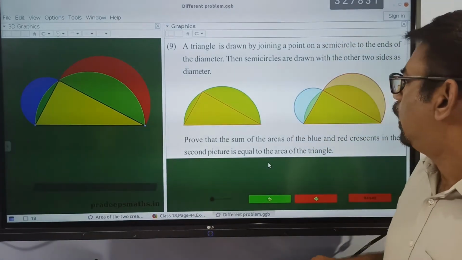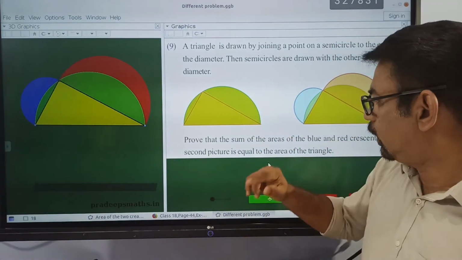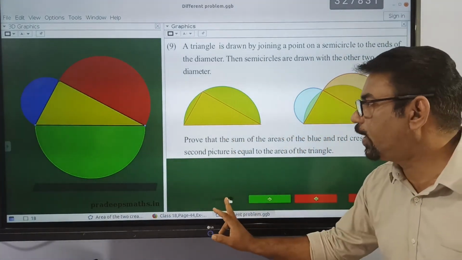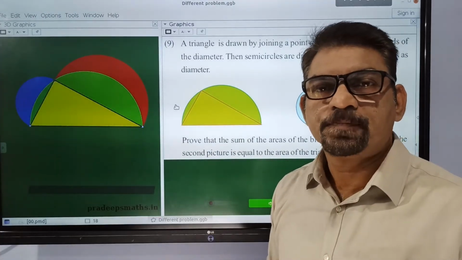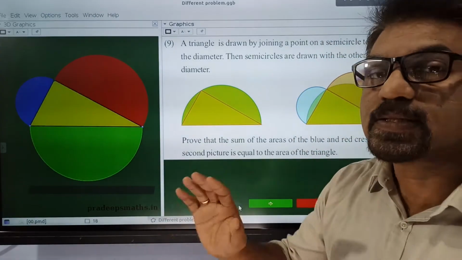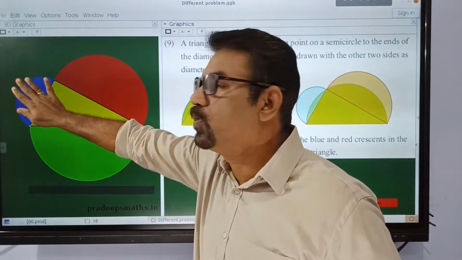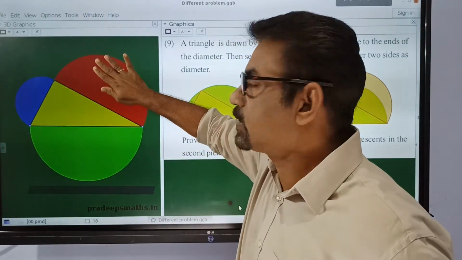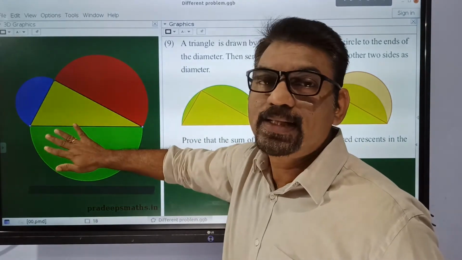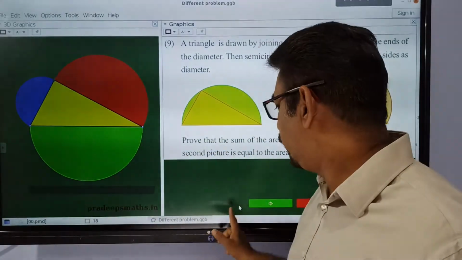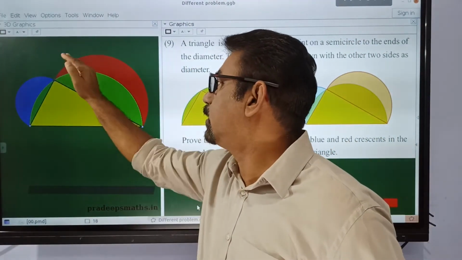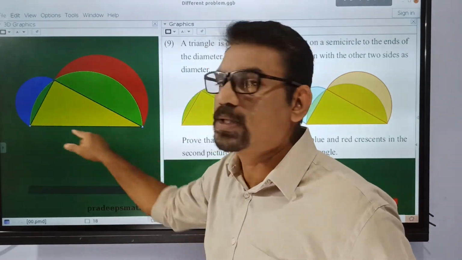Okay, and here let's move back to that point. Here this figure is obtained by folding like this. Actually this proof contains two parts. The first one is to show that the sum of the areas of this blue semicircular region and this semicircular region is equal to the area of this bigger green semicircular region. And by using that, we have to show that the sum of the areas of this blue crescent and this red crescent is equal to the area of this yellow triangle.